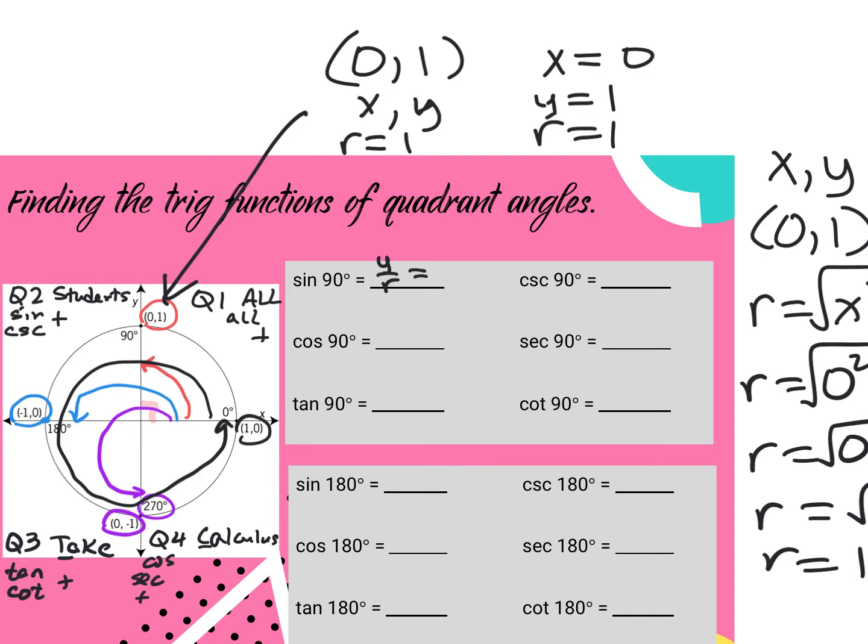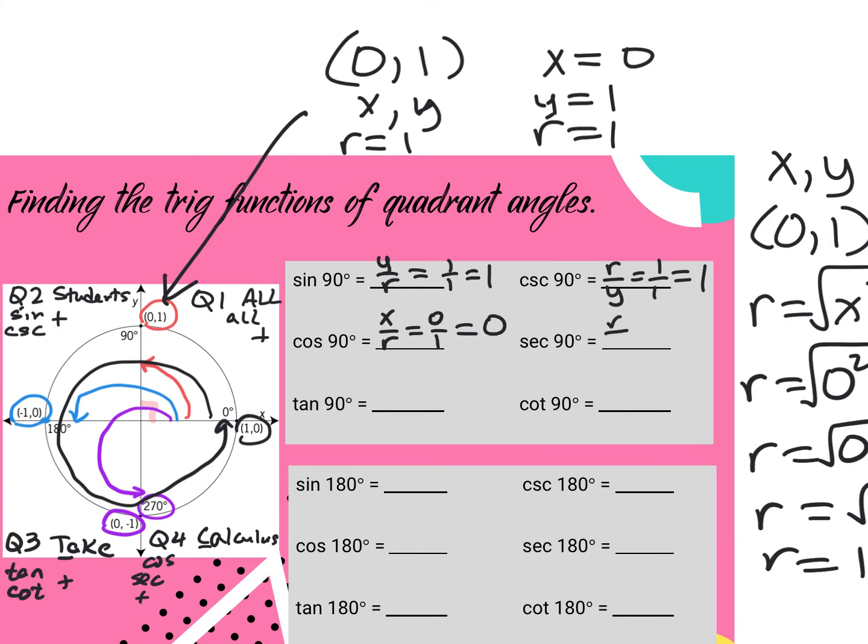My Y is 1. My R is 1. So the sine of 90 is 1. Then for cosecant, just flip it. So now it's R over Y, still 1 over 1, and it's 1. For cosine, X over R, 0 over 1. Remember, when there's a 0 in the numerator of a fraction, it simplifies to 0.